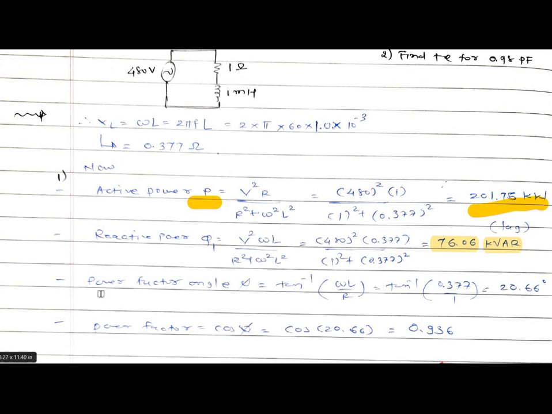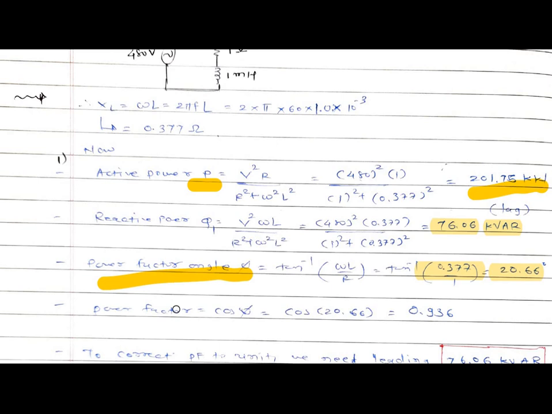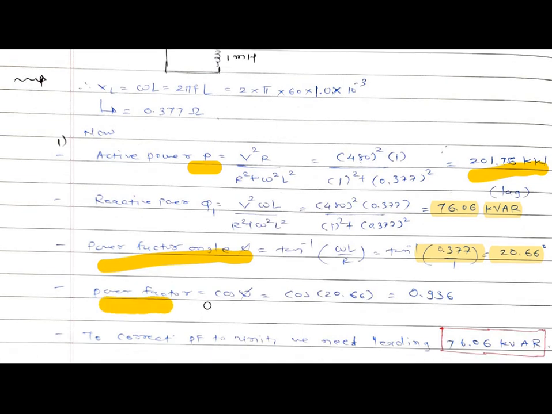Now we will find the power factor angle phi, and we know the equation for the power factor angle is given by tan inverse omega L by R. So omega L is equal to 0.377 divided by 1. So the value for the power factor angle is 20.66 degree. So now power factor is given by cos phi, means cos 20.66. So the value for the power factor is 0.936.